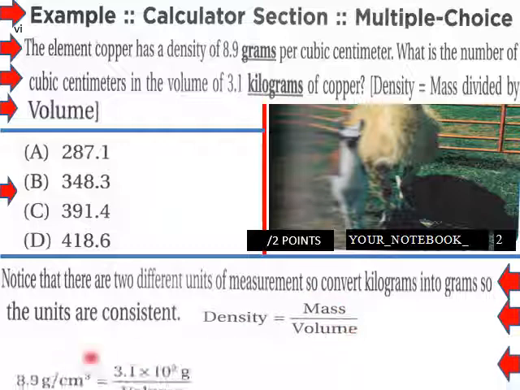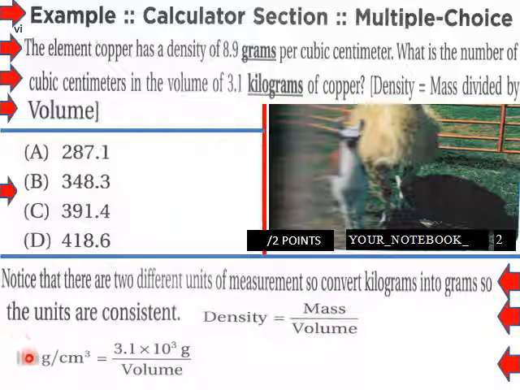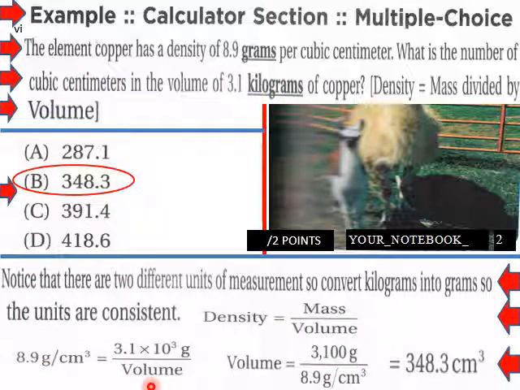Density equals mass over volume. So we have 8.9 grams over centimeters cubed. We have 3.1 times 10 to the third grams over our volume. And our volume would equal 3,100 grams over 8.9 grams per cubic centimeter. So this is what we're dealing with from up here in the problem. 3.1 kilograms is 3,100 grams.